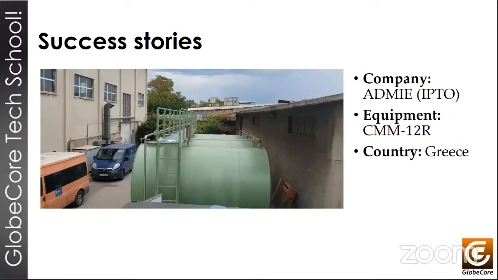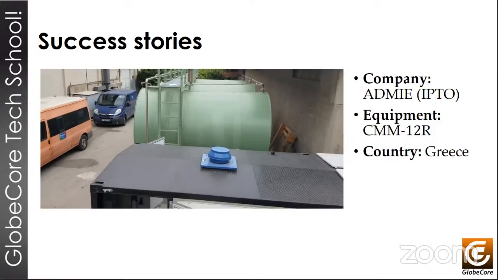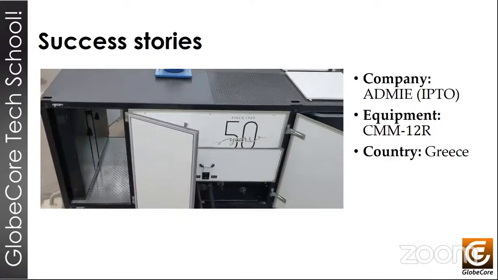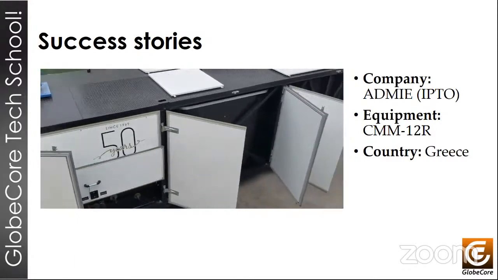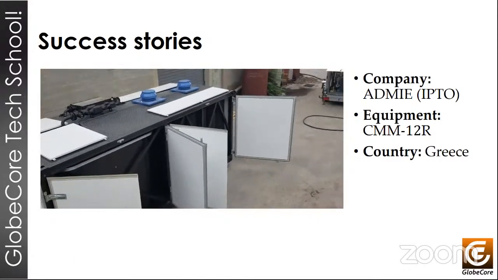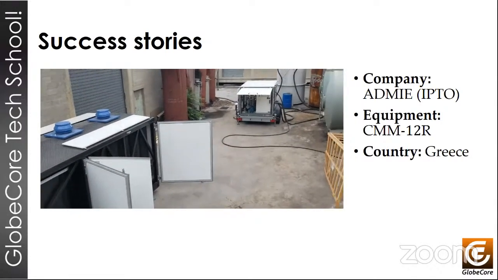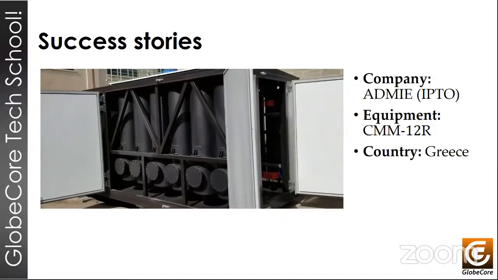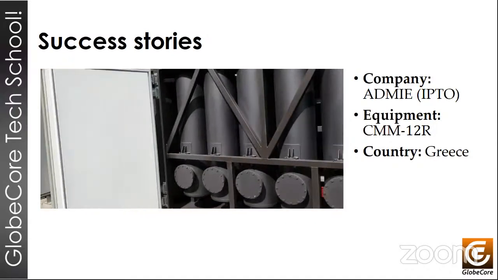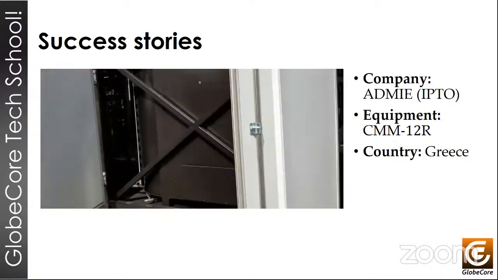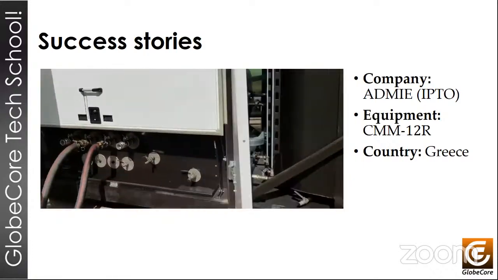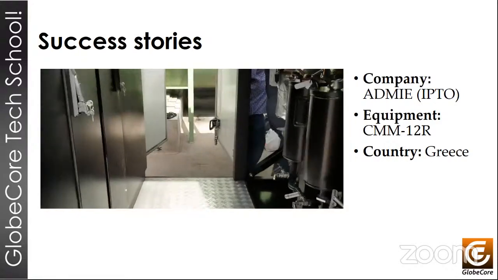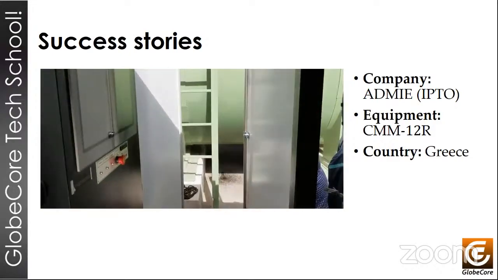This is a project in Greece. In 2020, in Greece, old electrical insulating oil was drained from a high voltage switchgear and from a 40-year-old transformer. You can imagine how contaminated that was. The CMM12R unit performed automatic oil regeneration without operator intervention, restoring the oil completely to as good as new condition. There was about 7 tons of oil in that project.